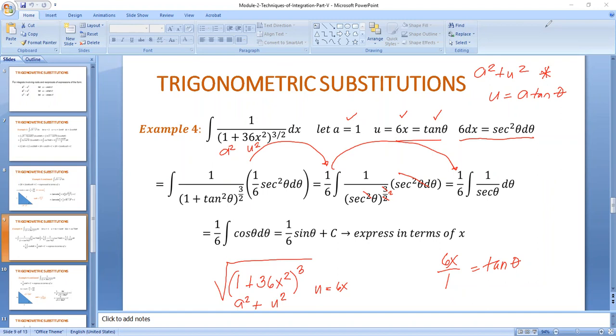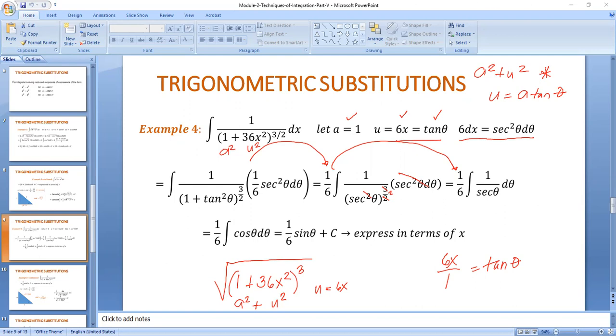Questions? None? Okay, then I will proceed if there are no questions. So our goal this time, remember this is your answer, but it has to be expressed in terms of x. So we will construct the triangle with this as the tangent of theta, 6x over 1. We always construct our triangle based on the substitution equation.